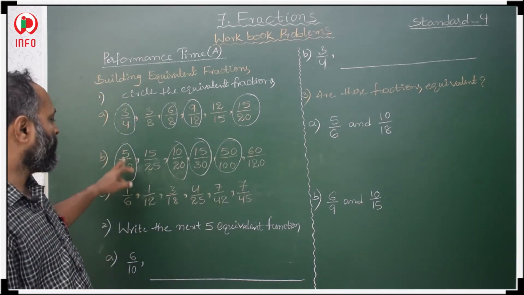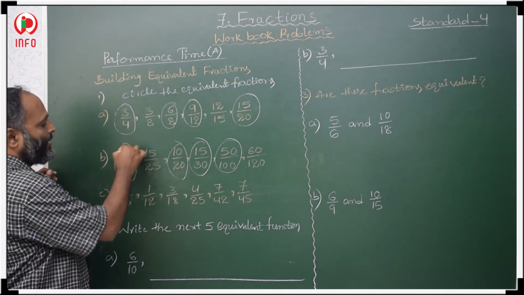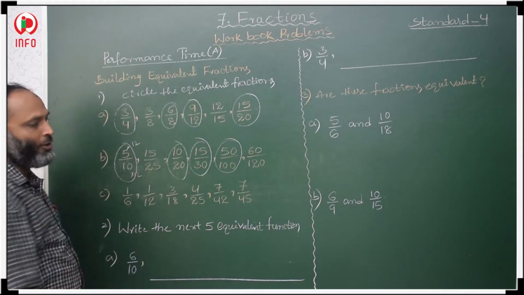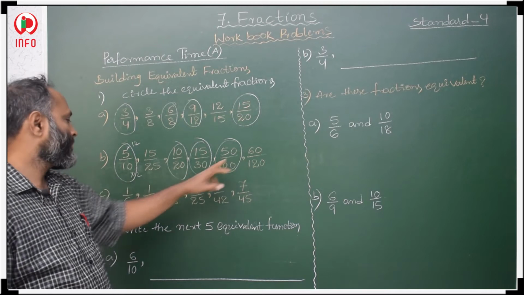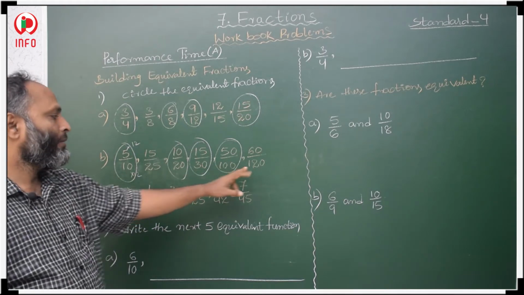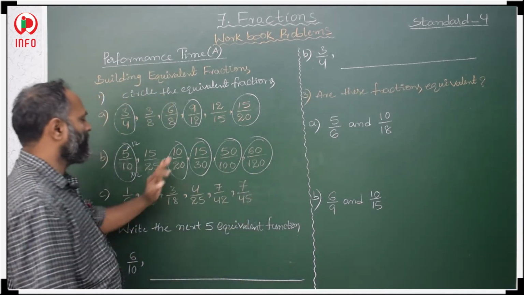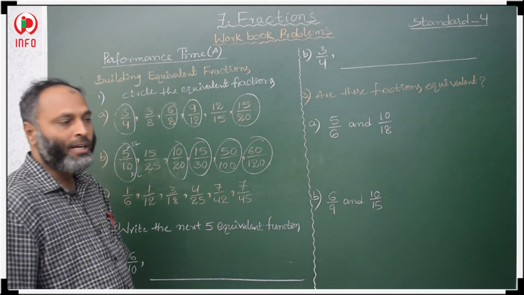If you multiply both with 6, once you check, not 6, here 12. Multiply numerator and denominator with 12, 12 5s are 60, 12 10s are 120. This is an equivalent fraction. So all these 4 fractions are equivalent fractions.